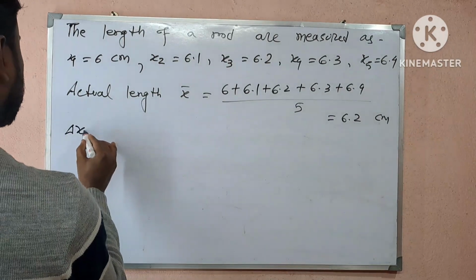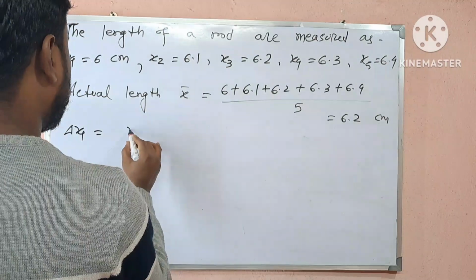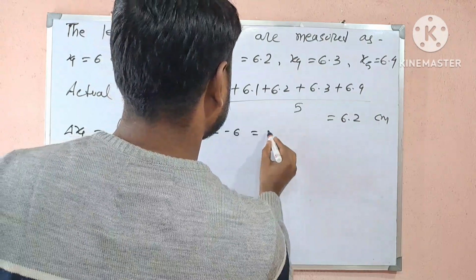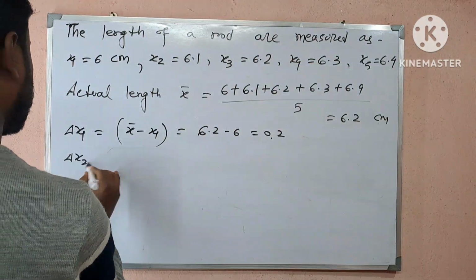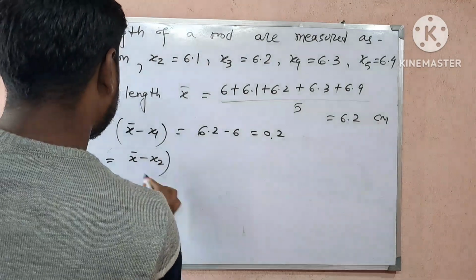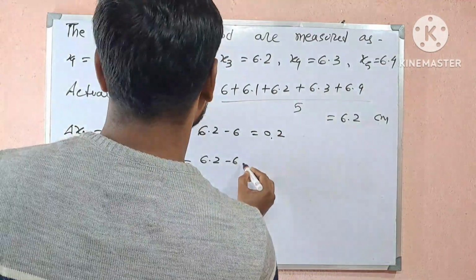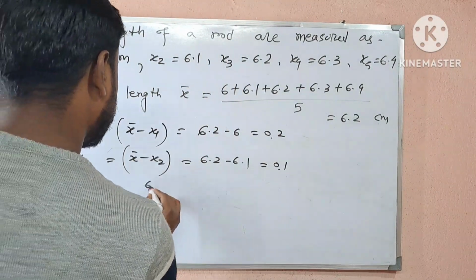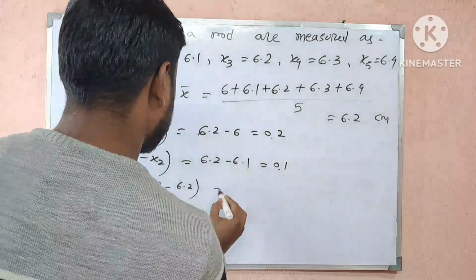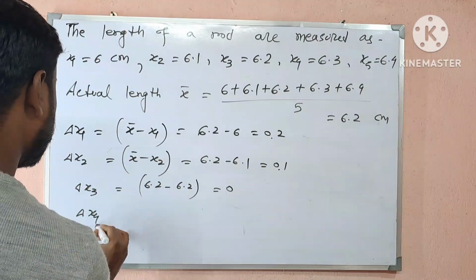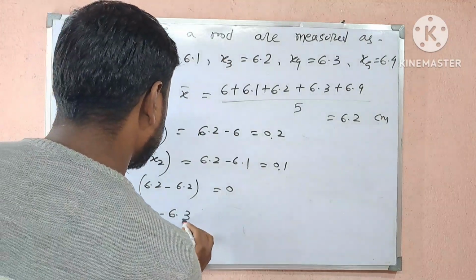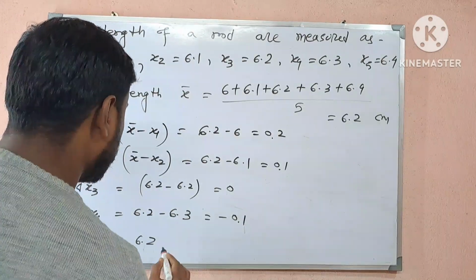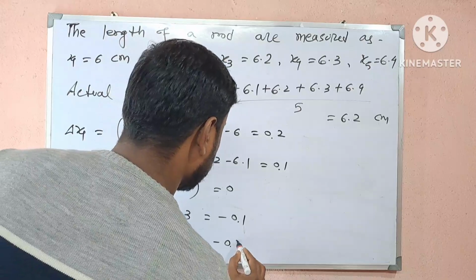For the first measurement, the absolute error is x bar minus x1, that will be 6.2 minus 6, that will be 0.2. For the second measurement, that will be x bar minus x2, so it will be 6.2 minus 6.1, it will be 0.1. For the third measurement, that will be 6.2 minus 6.2, so it will be 0. For the fourth measurement, that will be 6.2 minus 6.3, it will be minus 0.1. And for the fifth measurement, the absolute error will be 6.2 minus 6.4, so it will be minus 0.2.